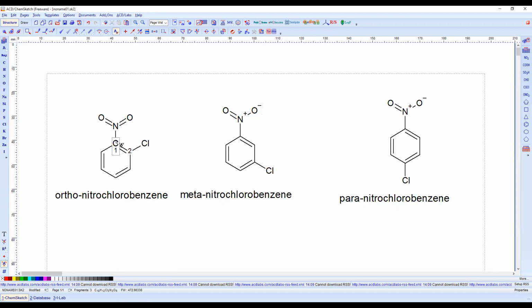For example, if we start numbering clockwise around the ring, there should be 1, 2, 3, 4, 5, 6. The atoms that do not have any substituents, only hydrogen atoms, should not be numbered, but we should only number the atoms that have some substituents, for example, nitro group or chlorine group. So it is the first type of numbering. The second type of numbering could be started from the carbon atom that contains the chlorine substituent. So it would be first the C atom, second the carbon atom that contains the nitro group, and so on. So what numeration should we choose?